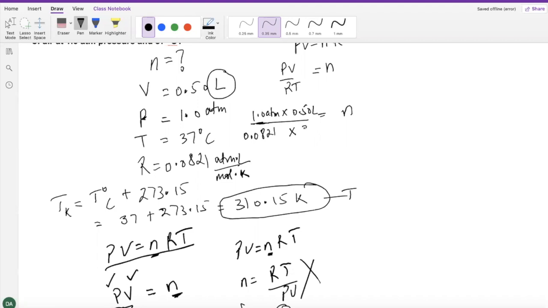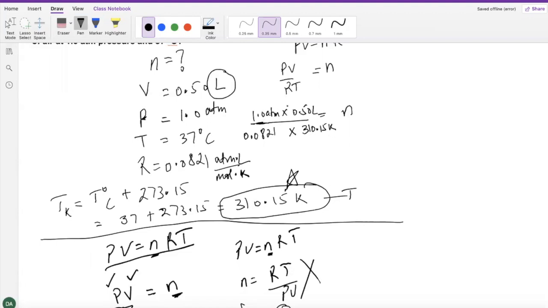37 Celsius. Can I put 37 Celsius here? No, it's 310.15 Kelvin, right? How do you get that? What did I miss here? Do you remember this? Oh, yeah. We converted our temperature from Celsius to Kelvin, right? That's the number you have to put here for temperature.